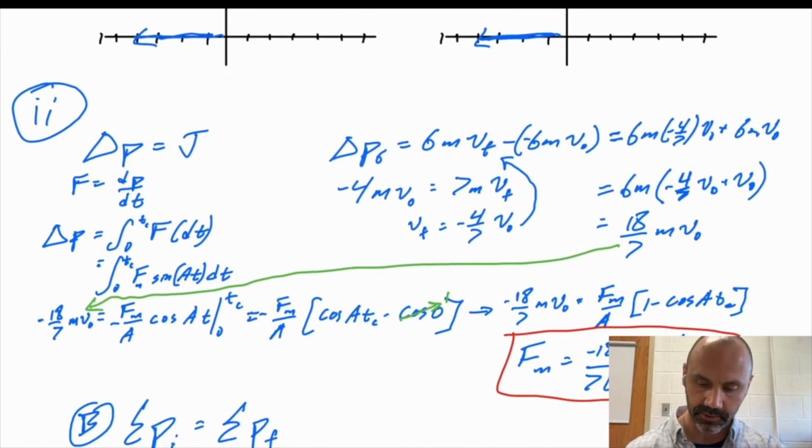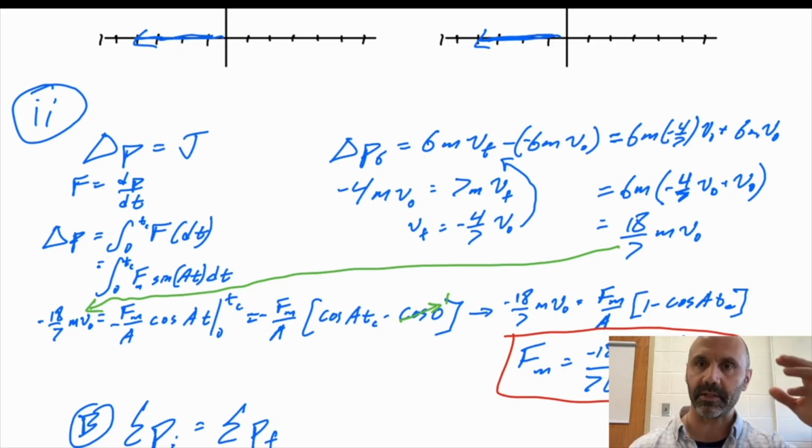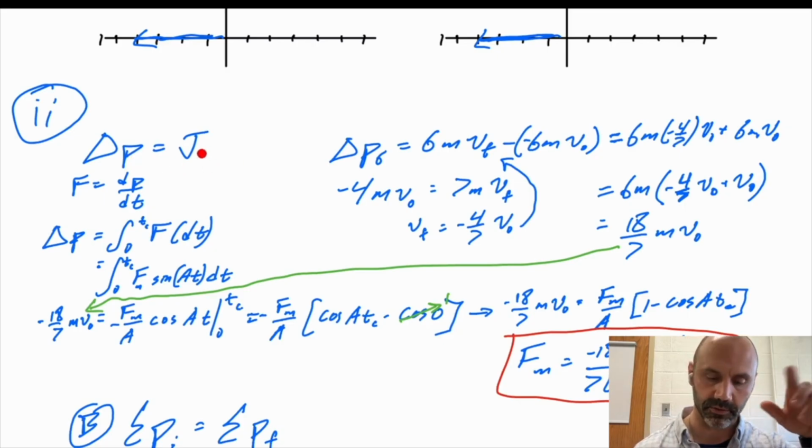The next thing they ask you to do is to come up with an expression for the maximum force. They give you this expression for F, F max sine A times T. In order to find it, you have to start with some initial thing, some accepted convention, known formula from physics. So we know that delta P is equal to J. The change in momentum is equal to the impulse. And F is also equal to dp dt.